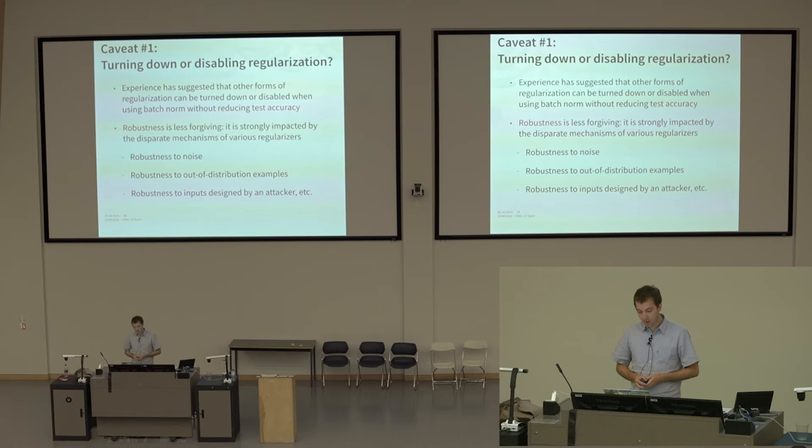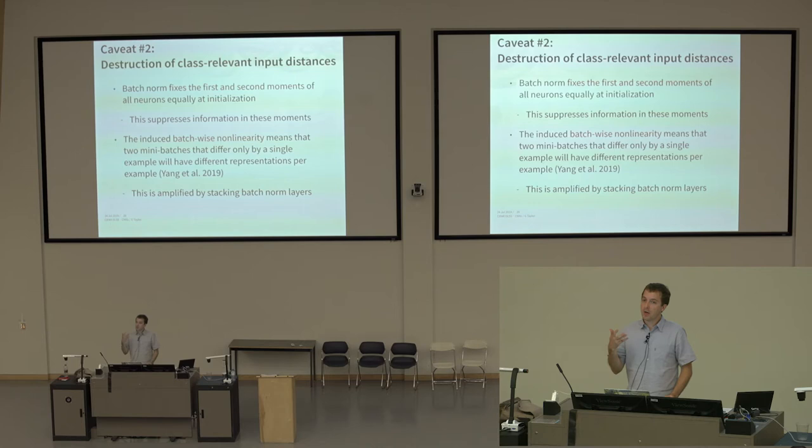Caveat two is a little bit more subtle. So batch norm, when it's doing this regularization, it's fixing the first and second moments of all the neurons equally at initialization time.